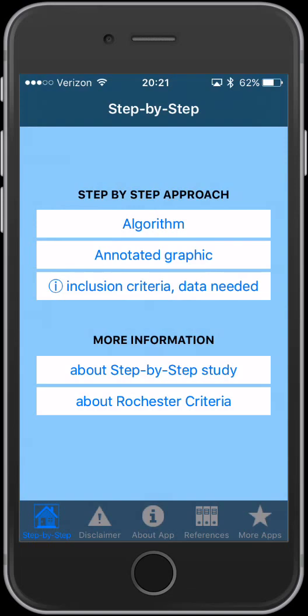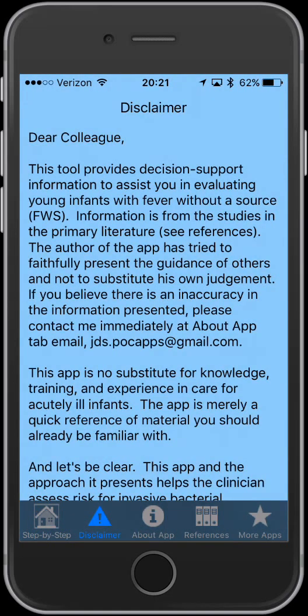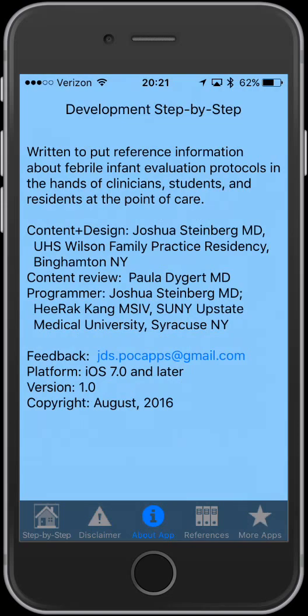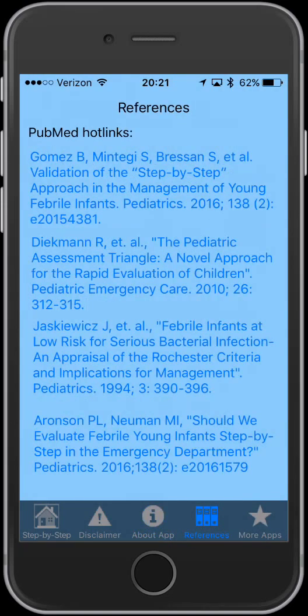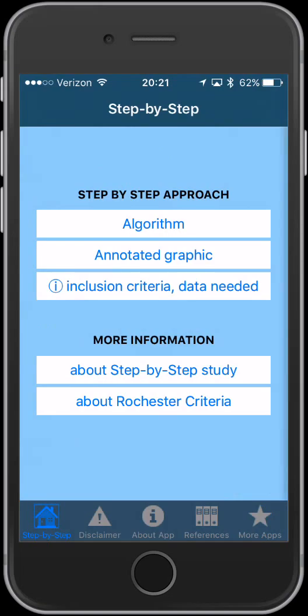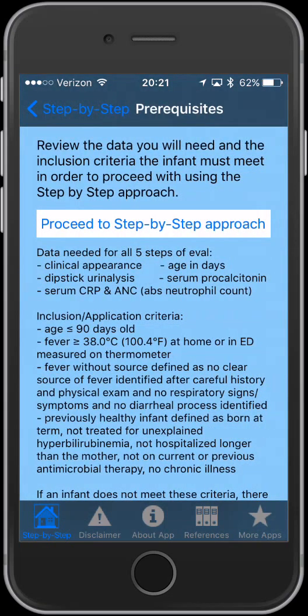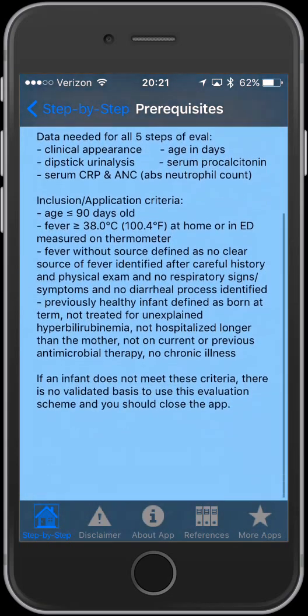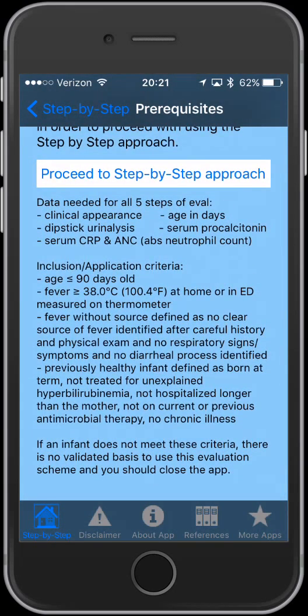First, as you can see on the main page, it has the algorithm, a graphic of the algorithm, inclusion criteria, and then some more information. It also includes a very detailed disclaimer, information about the app, references, and more apps by Dr. Steinberg. All of his apps are free, only available for the iPhone. So the algorithm itself gives you some basic information of who should or shouldn't be evaluated by this algorithm. As you again can see, if your infant is greater than 90 days old, this does not apply.